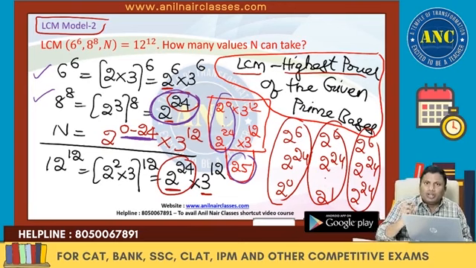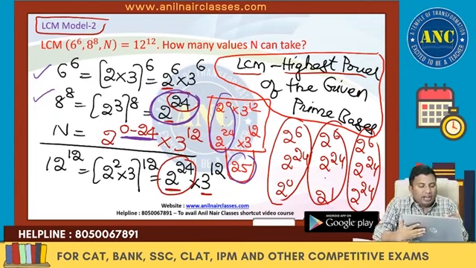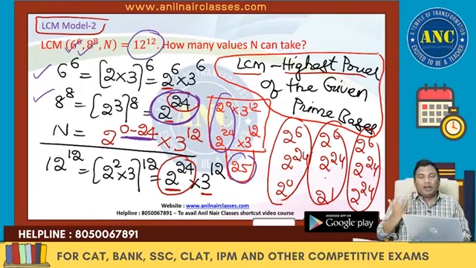Very good question. We will do 2 more problems of this model 2. Extremely important. 3 numbers are there. LCM is given. 2 values are given. Third value we have to determine.